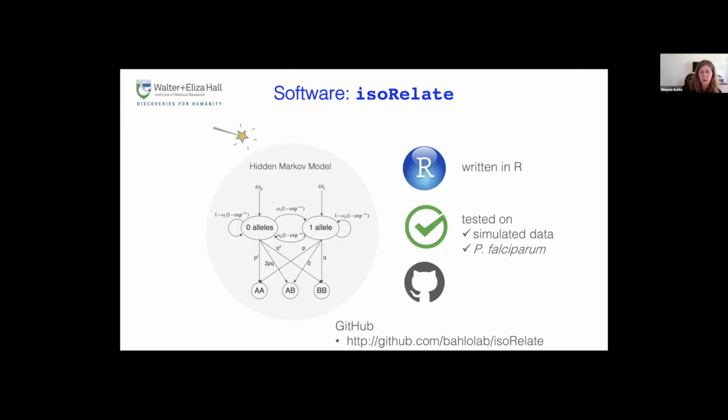So Lyndall wrote a beautiful hidden Markov model, which we call isoRelate. It's not just for falciparum, it can be used for any species where this kind of phenomenon applies. So it works for P. vivax as well, the other human disease-causing malaria pathogen. There you go. There's the Markov model, and there are the hidden states. And again, we want to find the regions that are identical by descent.